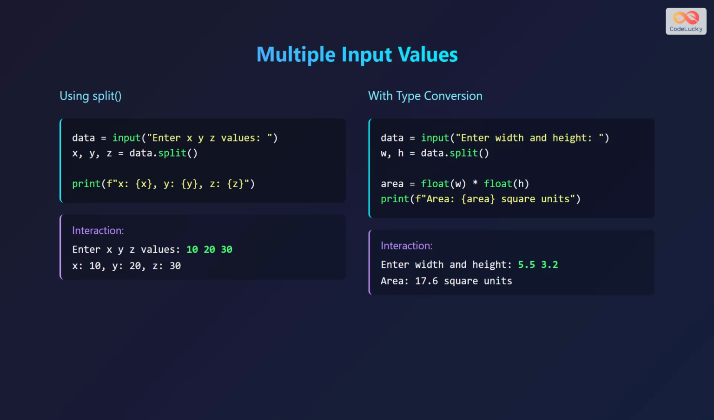As a result, in the first example, when the user enters 10, 20, 30, then the program prints x equals 10, y equals 20, and z equals 30. And in the second example, when the user enters 5.5 and 3.2, then the program prints area, 17.6 square units.